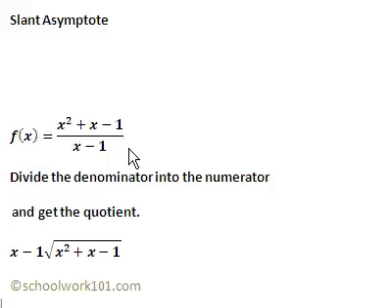Now this is another possibility, and that is if you look at the term in the top, the leading term, we've got an x squared up here. We look at the bottom, it's x to the first power, and since 2 is greater than 1, then we're going to end up having a slant asymptote. Divide the denominator into the numerator and get the quotient, so that's what we want to do.